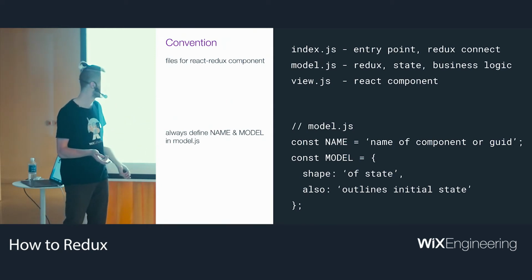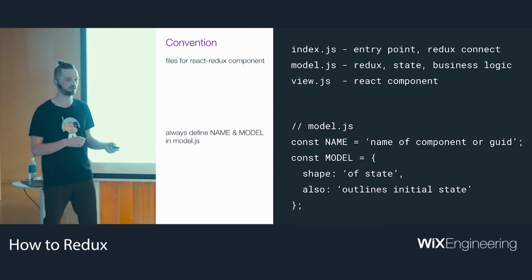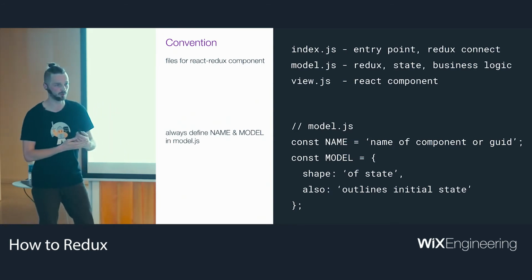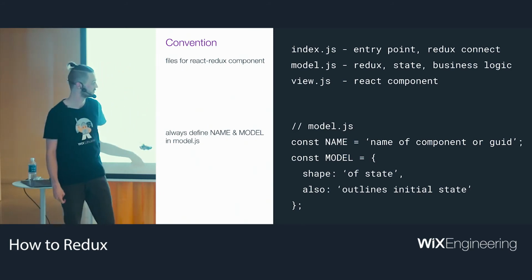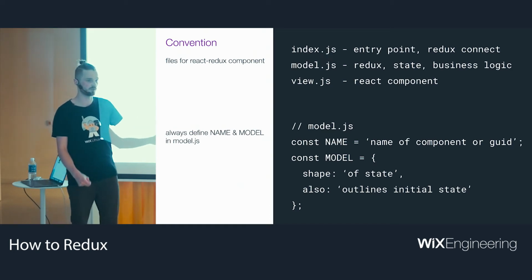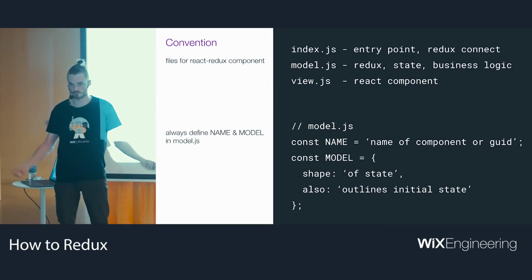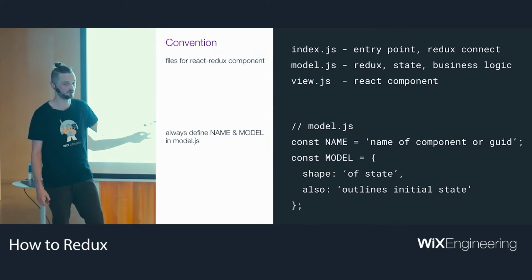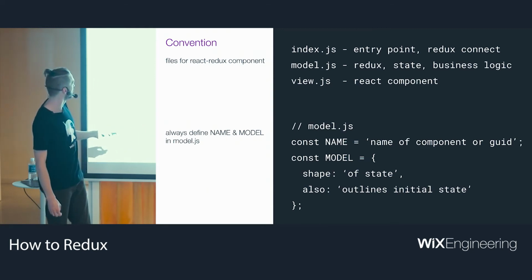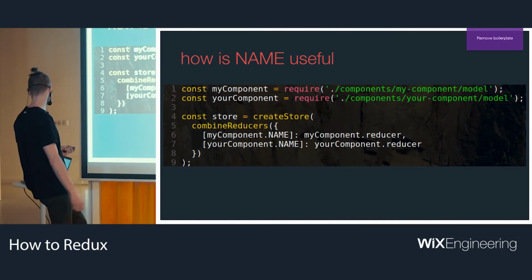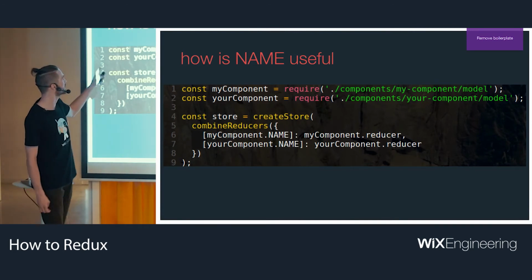As I said before, the model or state or initial state, whatever, it's just an object. And the nice thing about it is that once you open the model.js file and you see these two things, you immediately know what's going on. Like, the shape of the state is like this. If you need to update it, you know where to look. All right, cool. Interjection is not over yet, but let's see how name is useful.